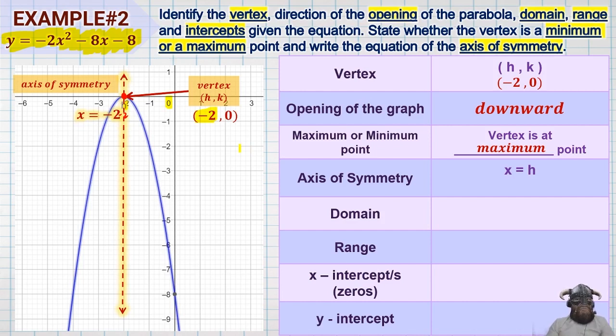So, ganyan palagi tsura. Basta vertical line, ang equation niyan will always be x is equal to. So, ang ide-depend na lang natin is yung value ni h. So, since our h is negative 2, therefore, our axis of symmetry will be having the equation x is equal to negative 2. Next, domain.